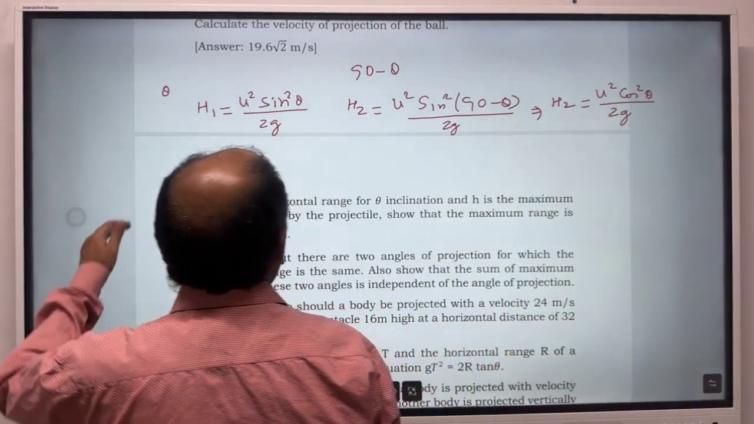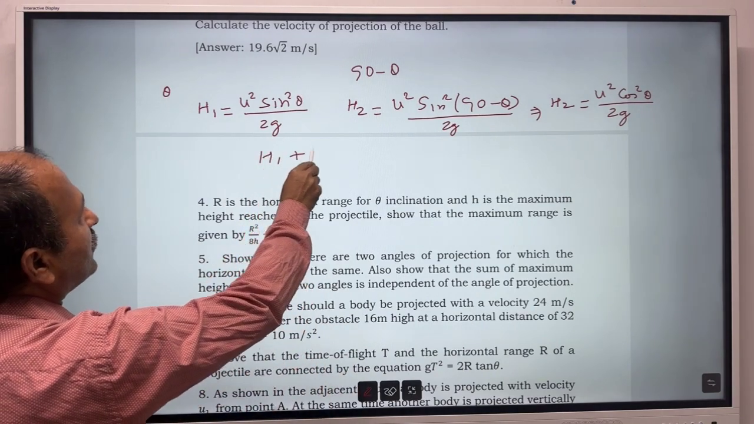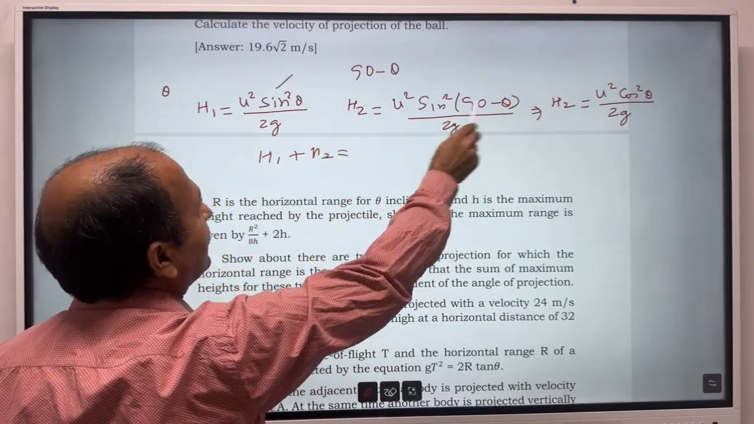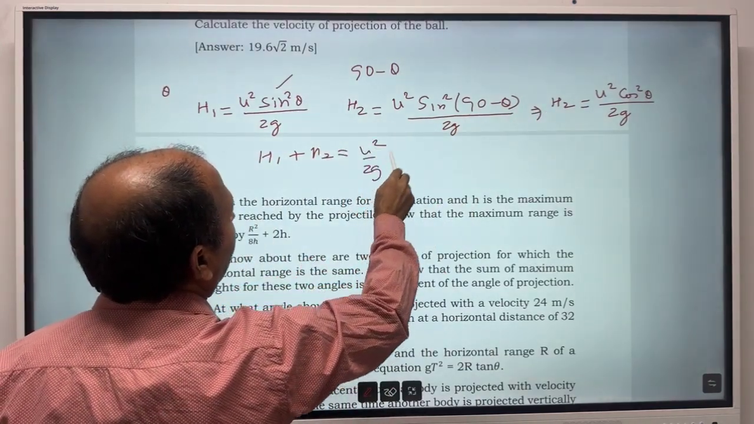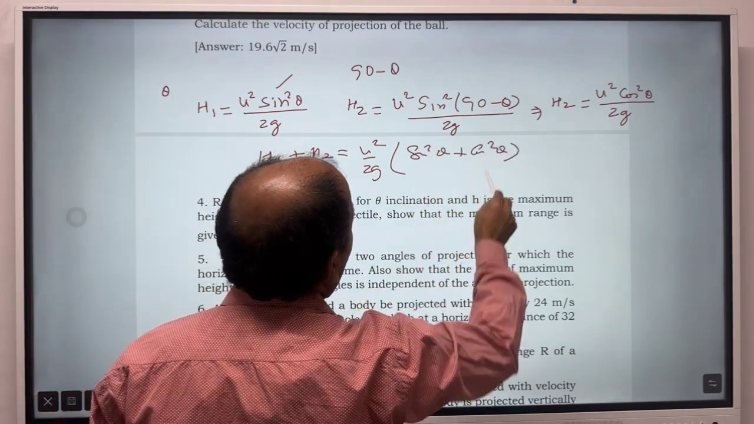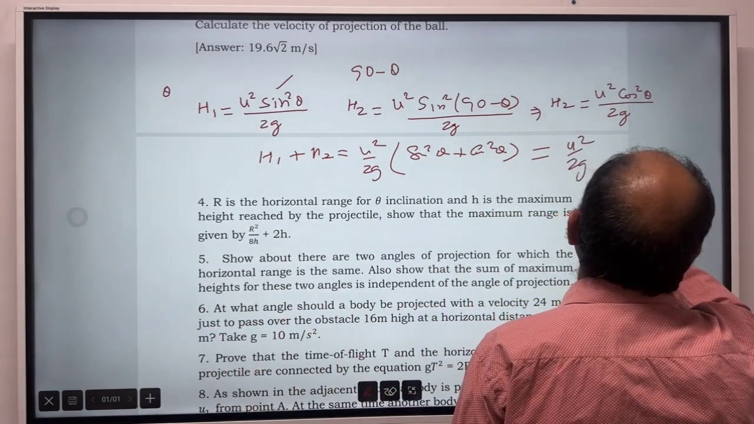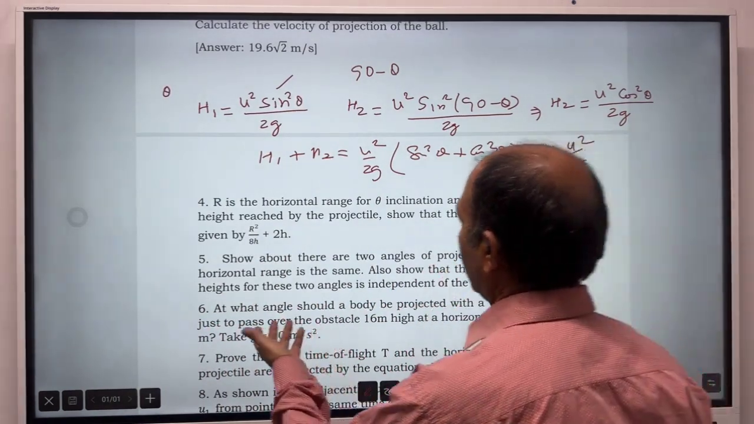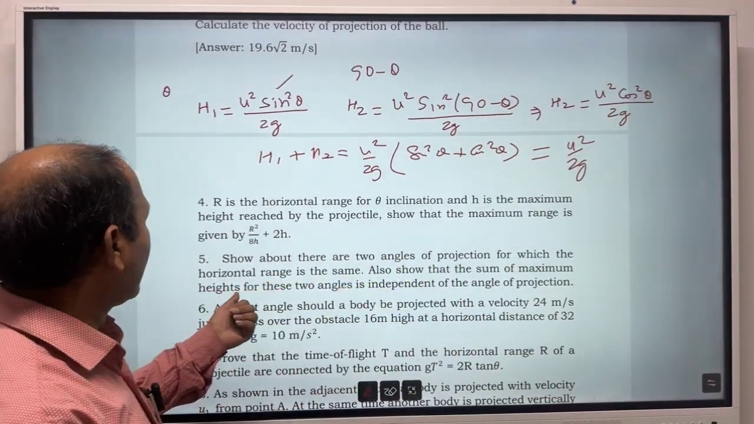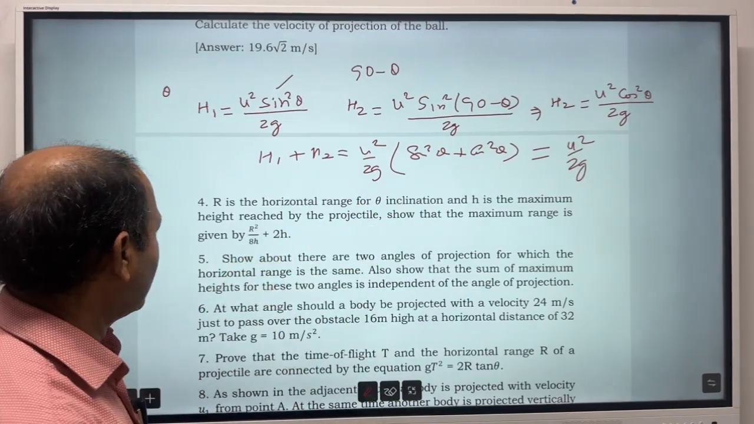Now we have to find out the sum of h1 and h2. So h1 plus h2 gives, this is sine square theta, that is cos square theta, so u square upon 2g will be common, and then sine square theta plus cos square theta, and that will give 1. So what do we observe? We get u square upon 2g. Here theta is not involved, and in our question the same thing was to be proved, that the sum of the maximum heights for these two angles is independent of angle of projection. It means theta is not involved.